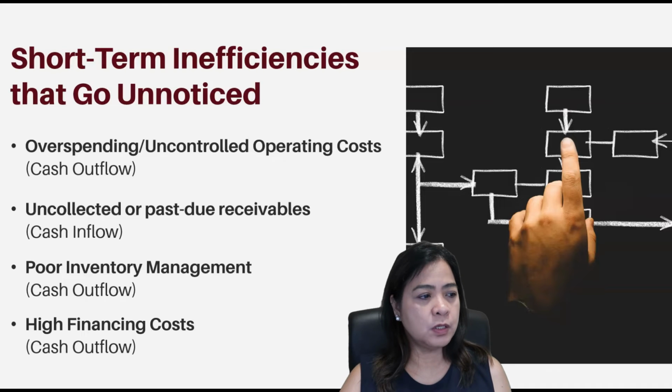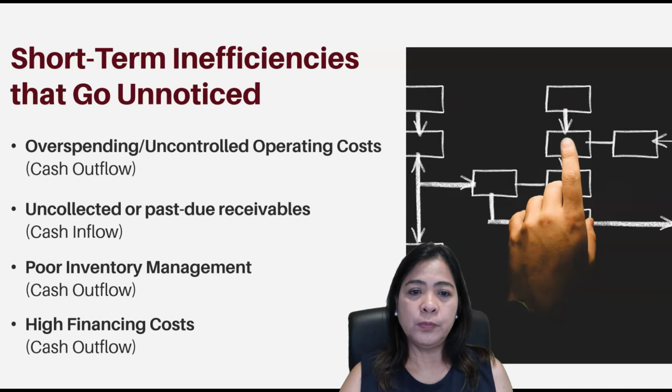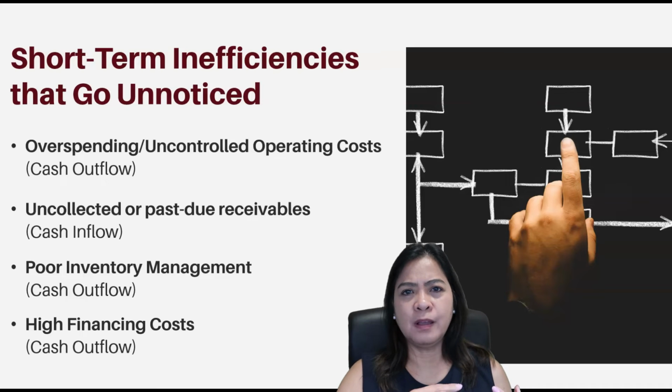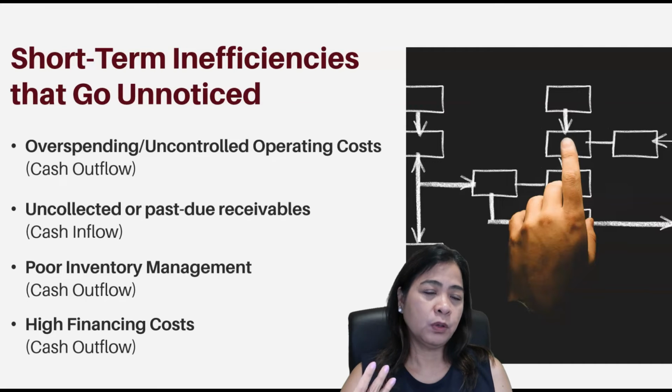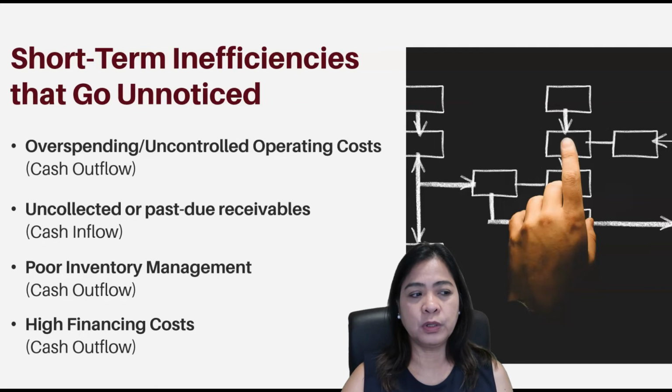Poor inventory management, and then of course high financing costs. That's more like the effect already, right? So if you're having a cash flow issue, you try to borrow more, so you increase your loans, and therefore you also increase your financing costs, or the interest expense that you're paying to your lender.